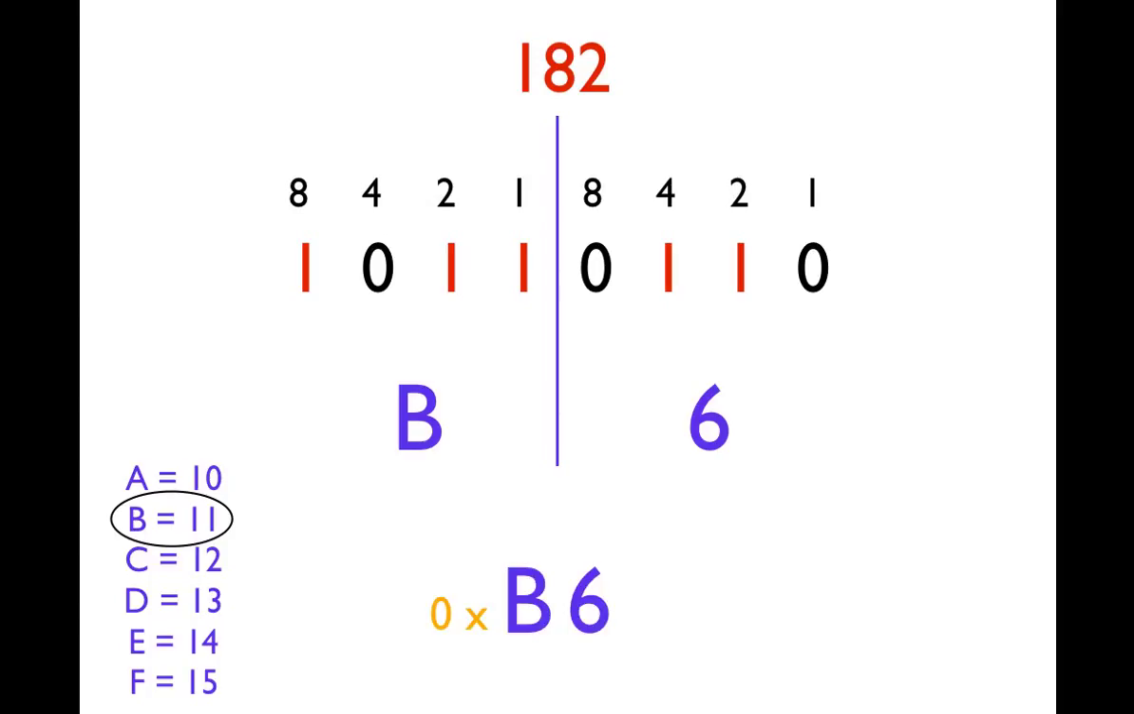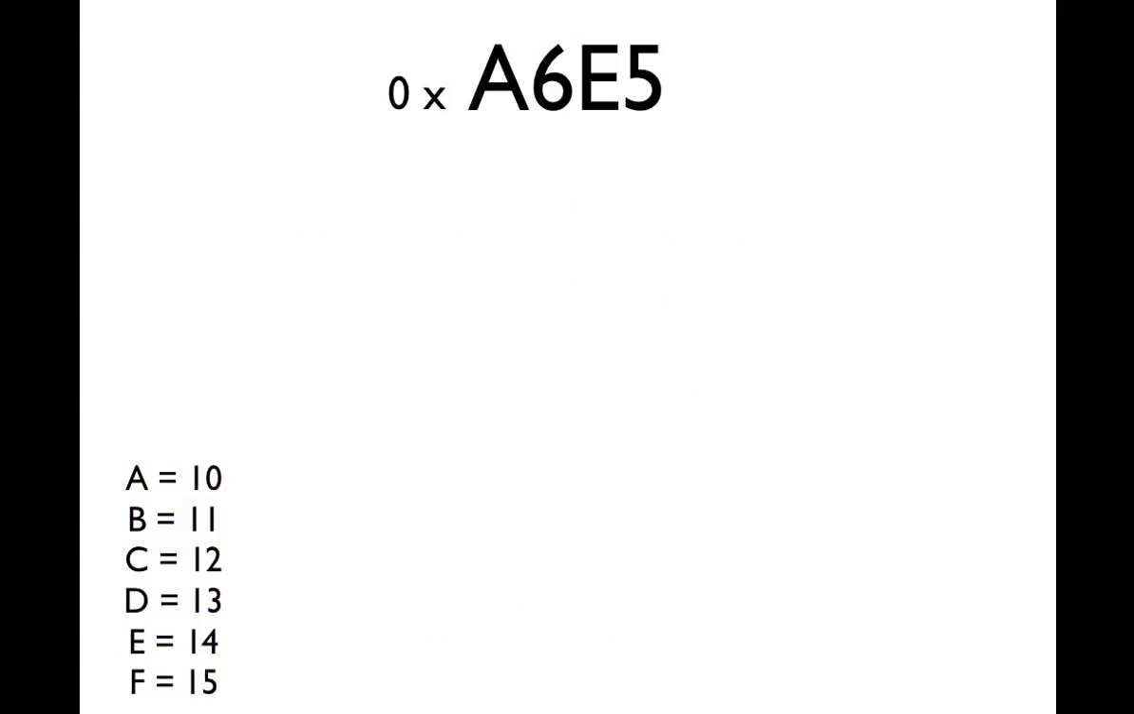We would read it as 0xB6, 0x meaning that the following notation is in hexadecimal format, which means we would read the B6 as a value of 4 bits and then another 4 bits, or 1 byte. So let's continue with the conversion. We have 0xA6E5, which means the following notation is in hexadecimal format as an A, 6, E, 5, which means each one of the discrete values would represent 4 bits.